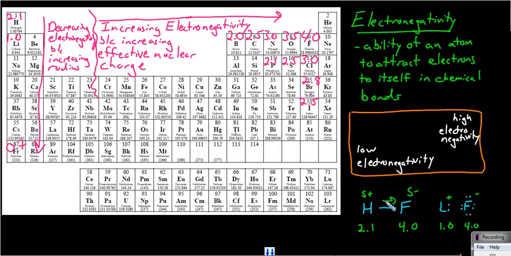And so the electrons will spend more time around the fluorine and less time around the hydrogen, so that the fluorine gets a relatively negative charge, called a partial negative charge, and hydrogen will get a relatively positive charge, or a partial positive charge. So you'll find this in covalent bonds, but it's also applicable to ionic bonding as well.